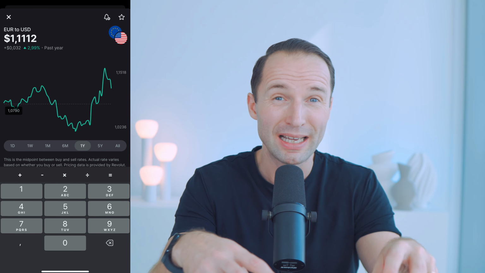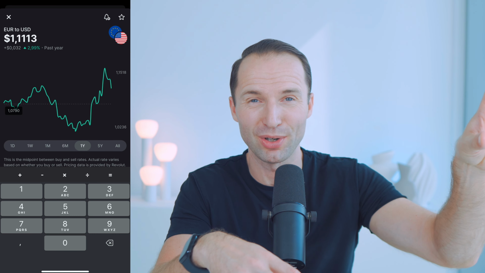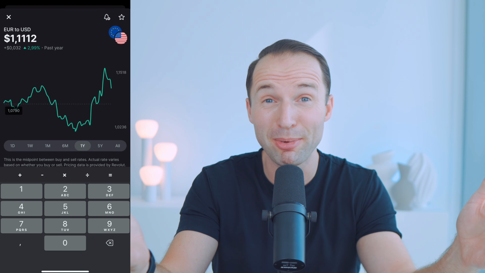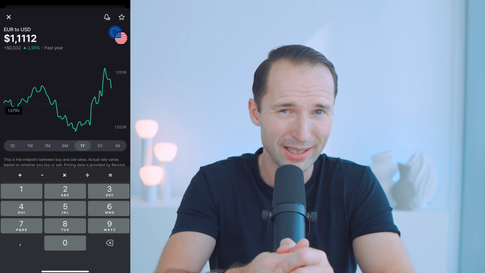And the cool thing is Revolut, if it sees you have dollars, let's say American dollars in your account and you have to transact in dollars, it will use those dollars. It won't exchange your euros anymore in that moment. So you'll definitely be better off and you can really save quite a bit of money by doing that.